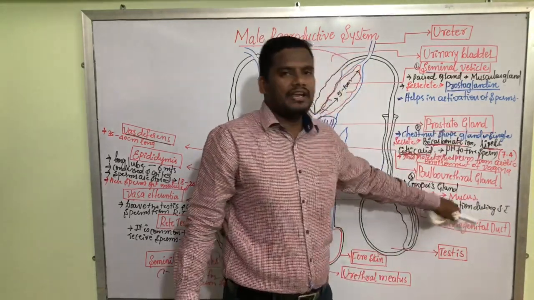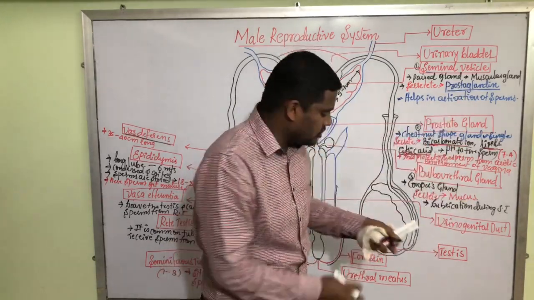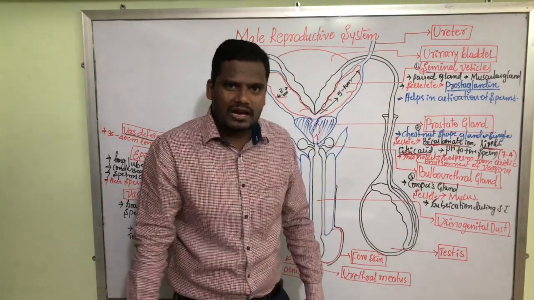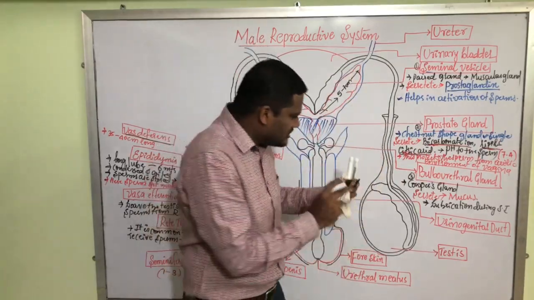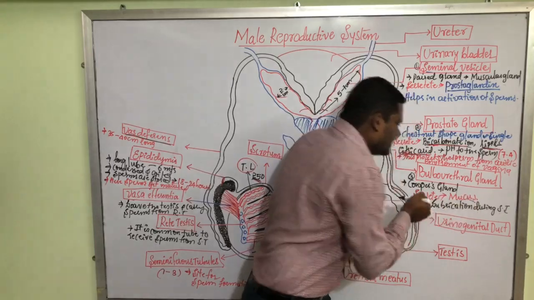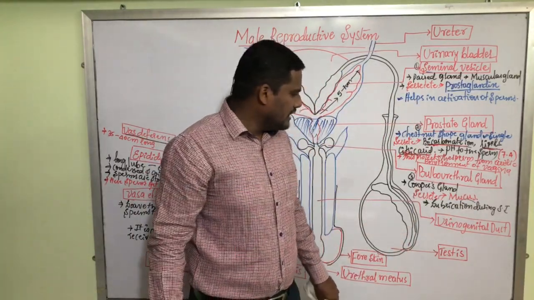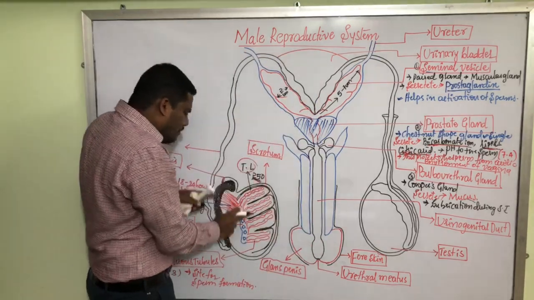As the male person is participating in the sexual intercourse process, during that process, this bulbourethral gland or Cowper's gland secretes a lubricating material. It secretes the mucus that gives a lubrication during the sexual intercourse.